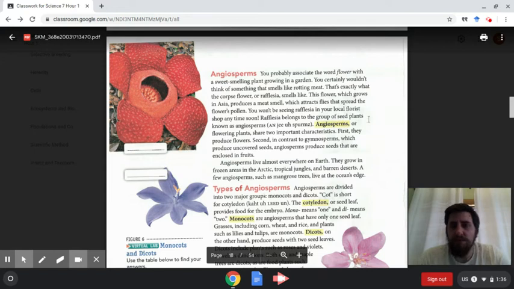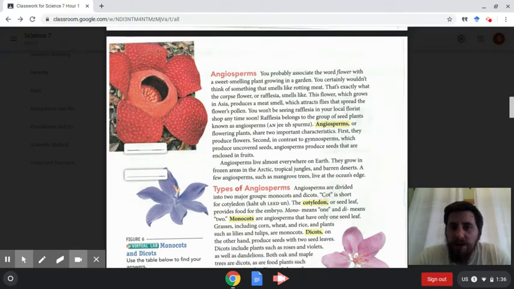Angiosperms, you probably associate the word flower with a sweet-smelling plant growing in a garden. You certainly wouldn't think of something that smells like rotting meat. That's exactly what the corpse flower, or the Rafflesia, smells like. This flower, which grows in Asia, produces a meat smell, which attracts flies that spread the flower's pollen. Very incredibly smart. You won't be seeing Rafflesia in your local florist shop anytime soon.